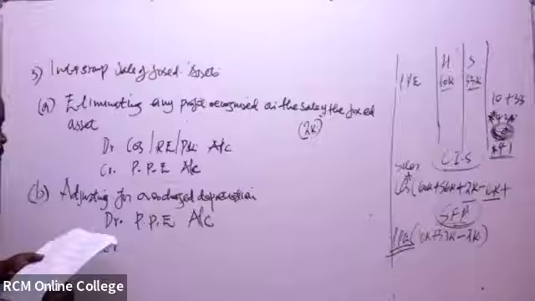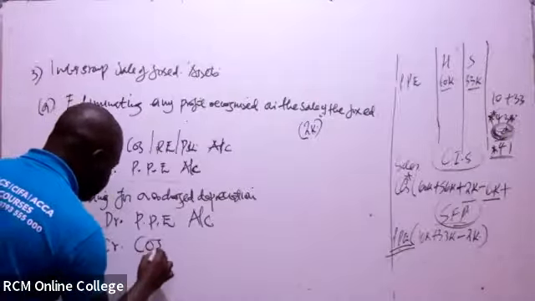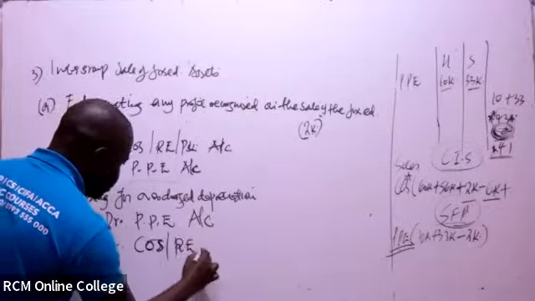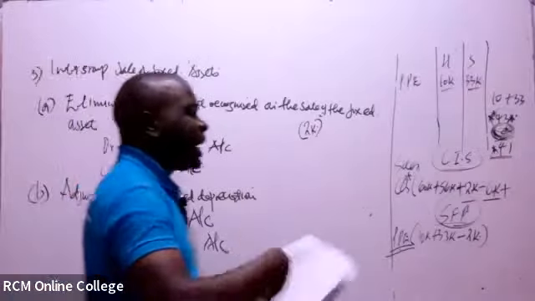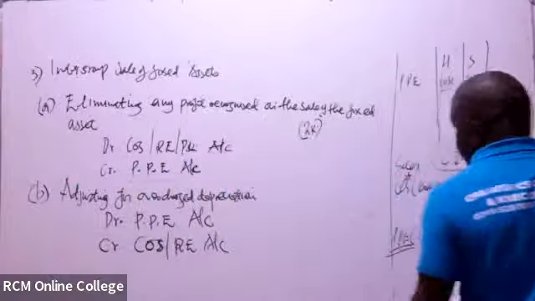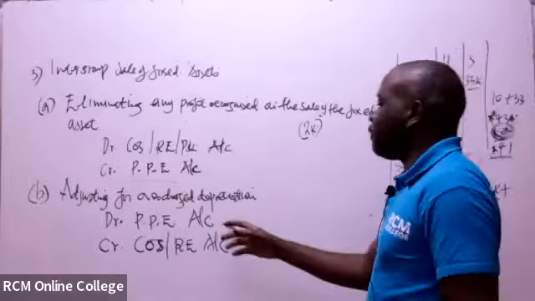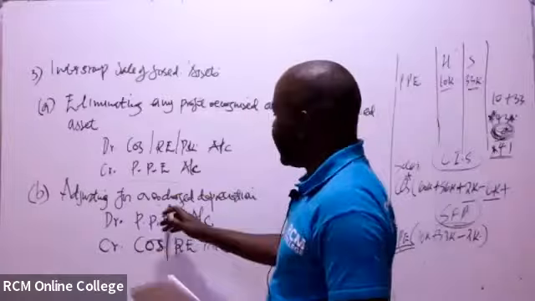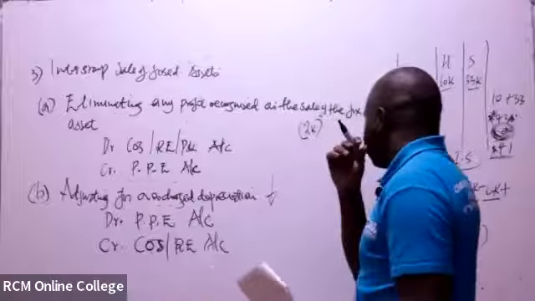Or maybe in this case, reduce what? You'll credit the cost of sale, or you can probably say you'll credit the retained earnings account. Because if you correct an overcharged depreciation, it increases your profits. When you overcharge, it reduces your profits. An overcharged depreciation basically reduces your profits.